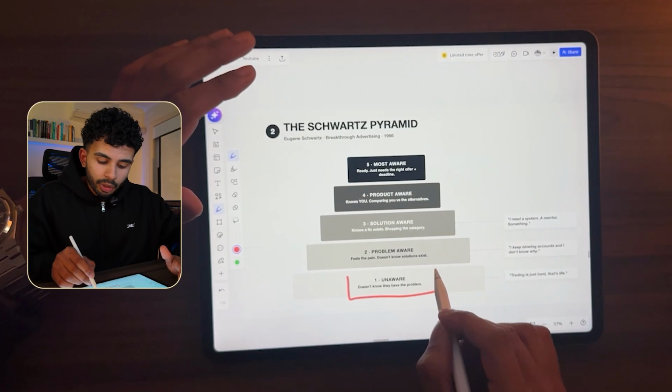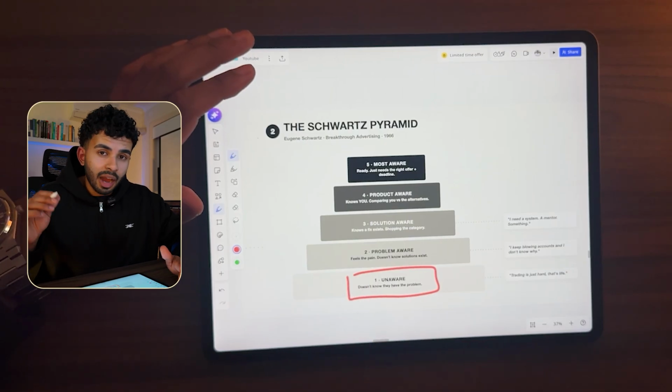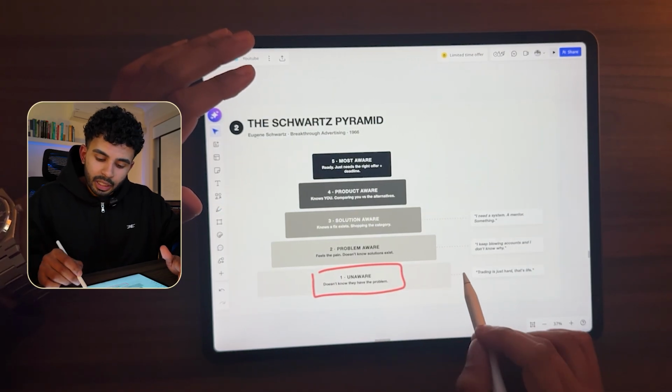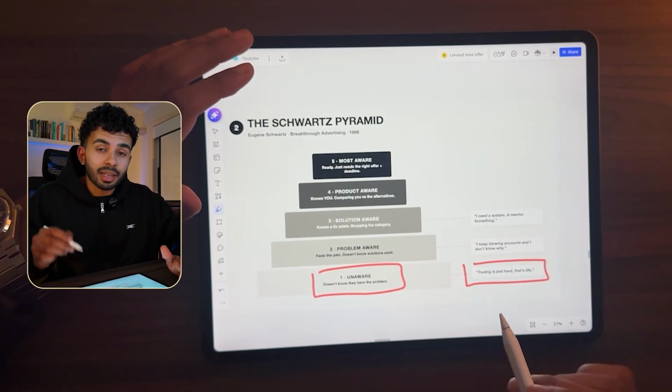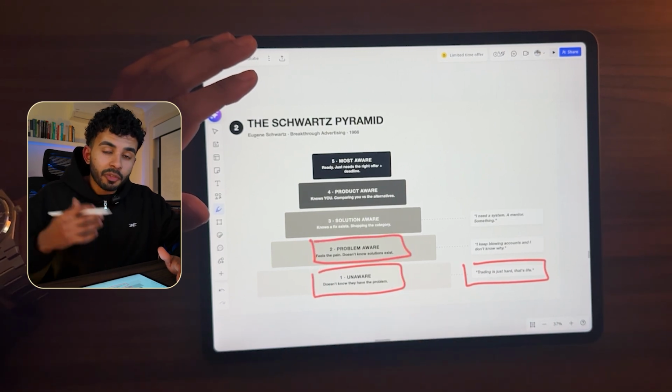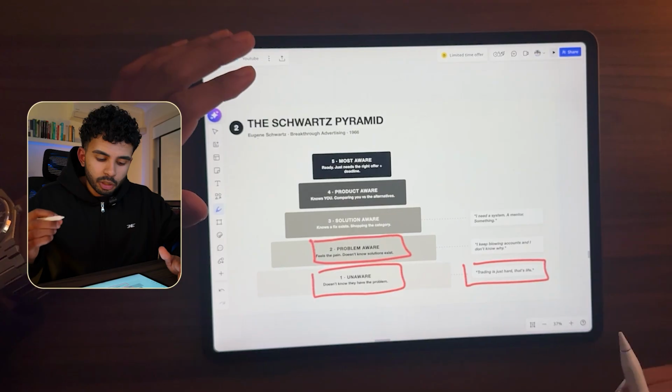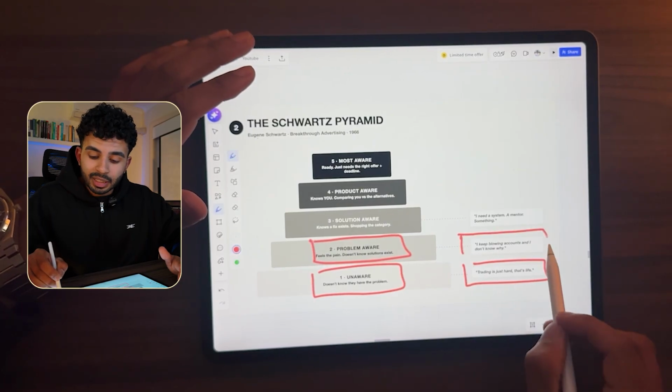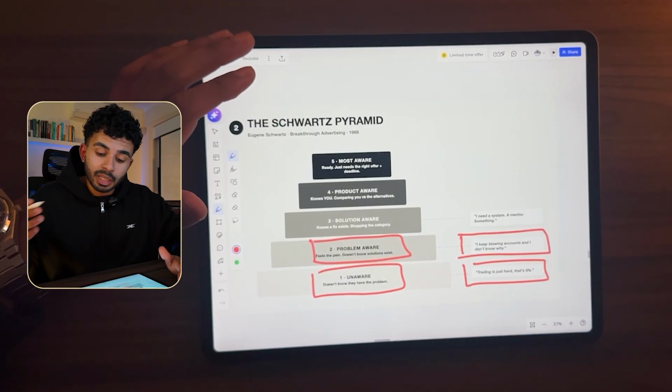Well, an unaware audience is people that don't even know that they have a problem. So let's say we're in the trading niche. This is people that know trading is hard and they say that's just life. Now, people that are problem aware often feel the pain, but they don't know what the solution is yet. So you might see this reflect in the trading niche, for example, if you see people say things like, I keep blowing accounts and I don't know why.